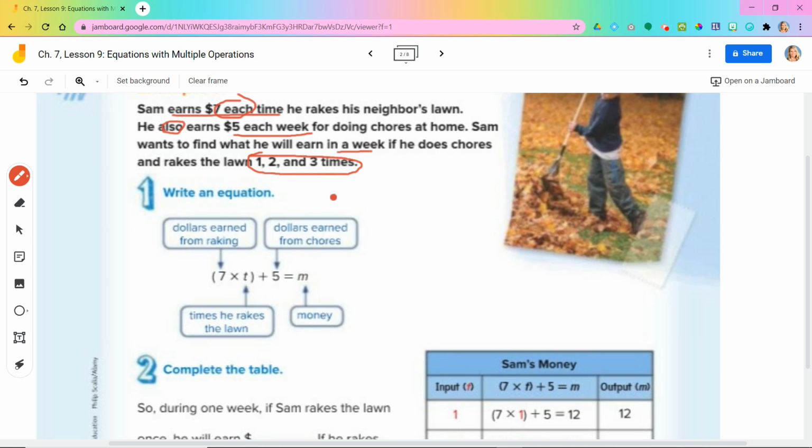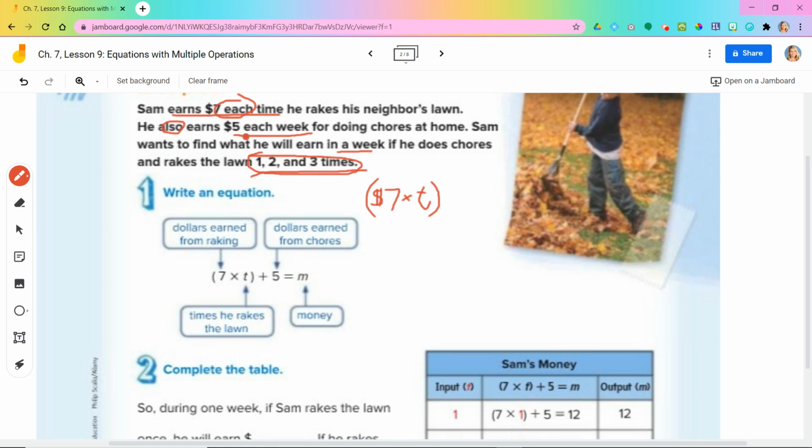We know that Sam's going to earn $7 for every time he rakes his neighbor's lawn. But his number of times that he's going to rake the lawn is going to change. So that needs to be my variable. And since it says each, we know we need to multiply. And I do need to put parentheses around this because I have to keep my price per time that he rakes with the number of times that he rakes. So that's what he will make each time he rakes the lawn.